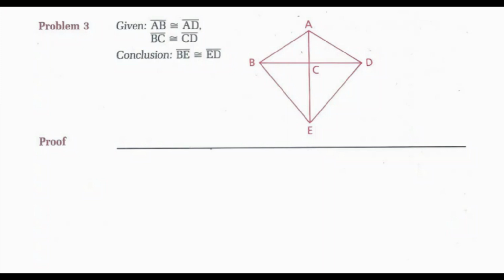Looking at problem 3, I have the following givens, and I want to conclude that line segment BE is congruent to line segment ED. Looking at my givens, I have line segment AB is congruent to line segment AD, line segment BC is congruent to line segment CD, and that's all my givens. Notice I've shown that points A and C are equidistant from the endpoints of line segment BD, making line AC the perpendicular bisector of line segment BD. E is a point that is on my perpendicular bisector. Therefore, it would be equidistant from the endpoints of my segment. So that's how I can conclude that segment BE is congruent to segment ED, because E is a point on the perpendicular bisector.